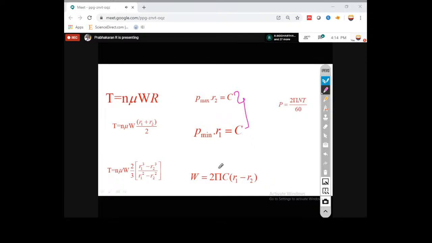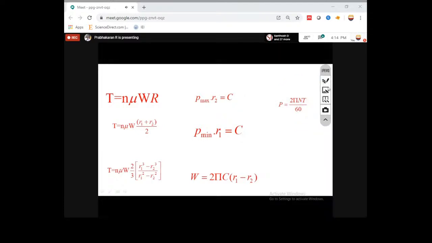Next I'm going to talk about the axial load W. From the derivation, it is 2 pi C (R1 minus R2). And then a very important formula that everybody knows: P equal to 2 pi N T by 60. If you substitute the power in watts, you will get the torque in Newton meter, and vice versa. Otherwise, if you substitute the torque in Newton meter, you will get the power as output.